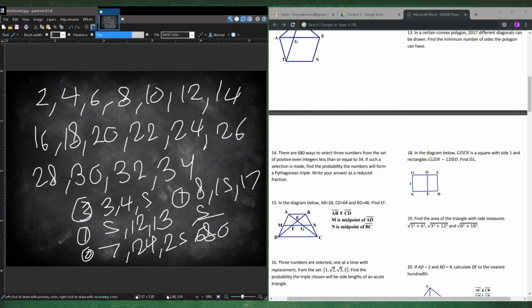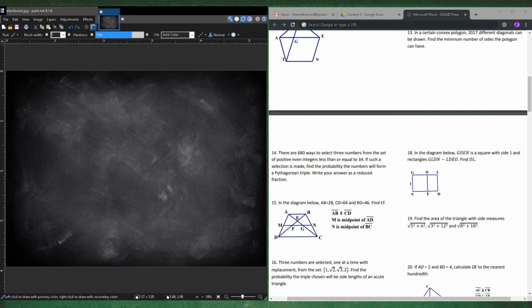So 6, 8, 10, then 12, 16, 20, and then 18, 24, 30. Then we have 10, 24, 26, and 16, 30, and 34. So 5 out of the 680. So 5 divided by 680, or 680 divided by 5 gets the denominator, which is equal to 1 over 136. So that's your answer, basically. Okay.